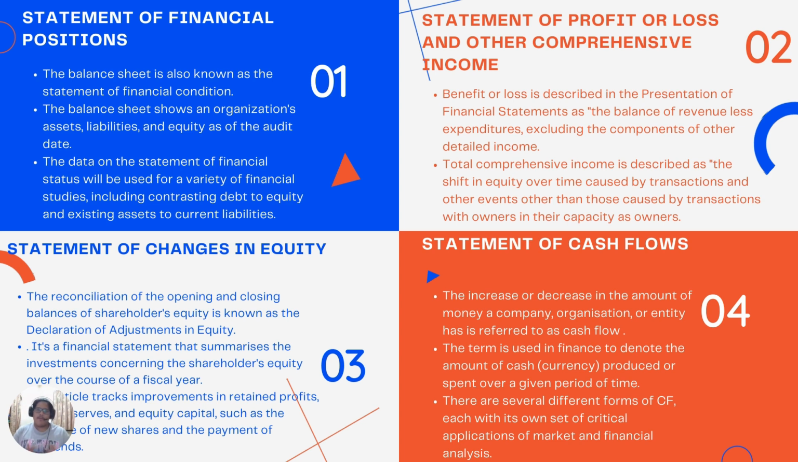Next is the statement of profit or loss and other comprehensive income. The profit or loss is described in the presentation of financial statements as the balance of revenue less expenditures, excluding the components of other comprehensive income. In this statement, we need to check the profit or loss the company retains.